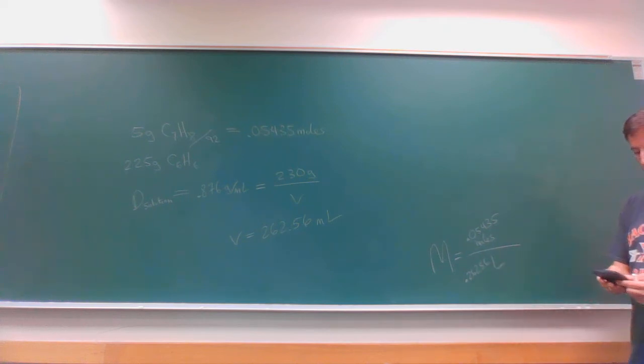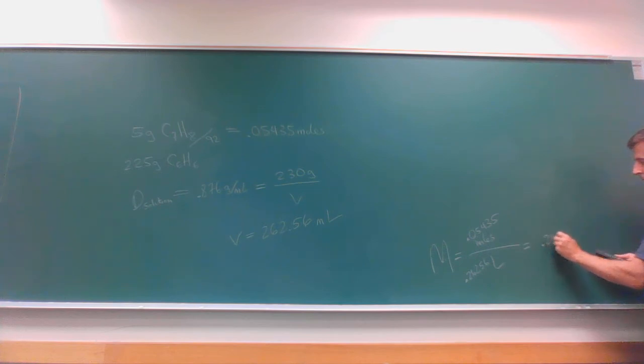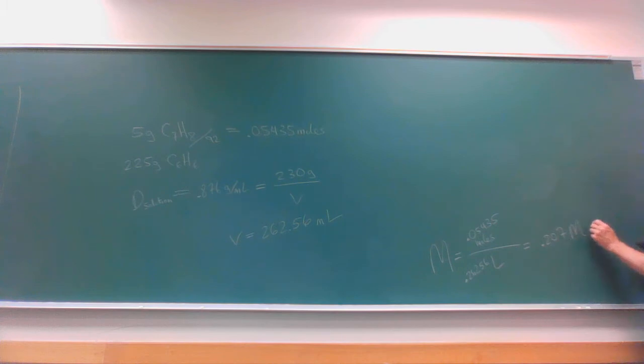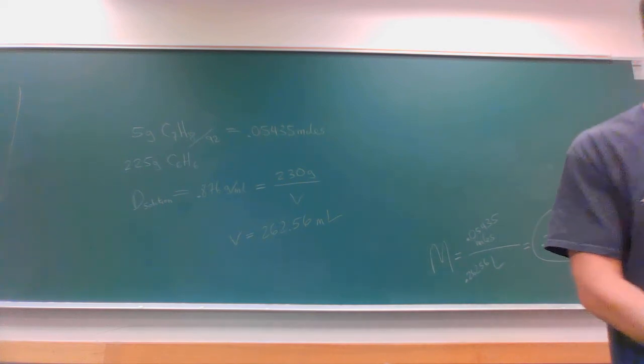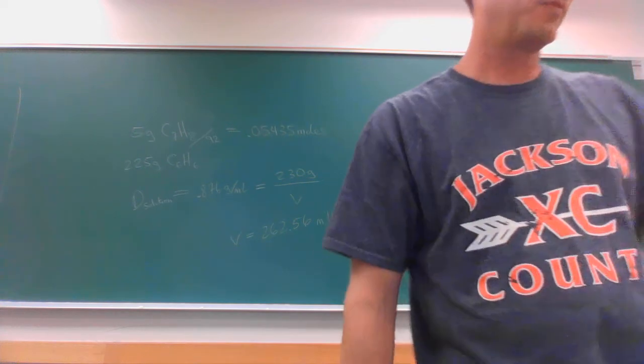So my molarity now will be 0.05435 divided by 0.26256 equals, that's going to be 0.207 molar toluene, which is C7H8. All right, so that's it for that problem. Now we'll move on to the next slide.